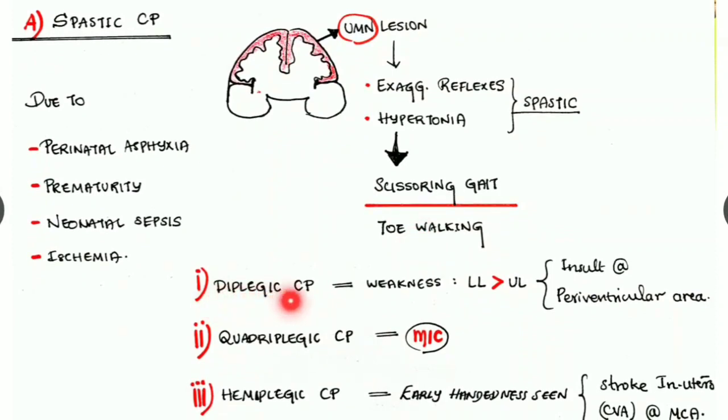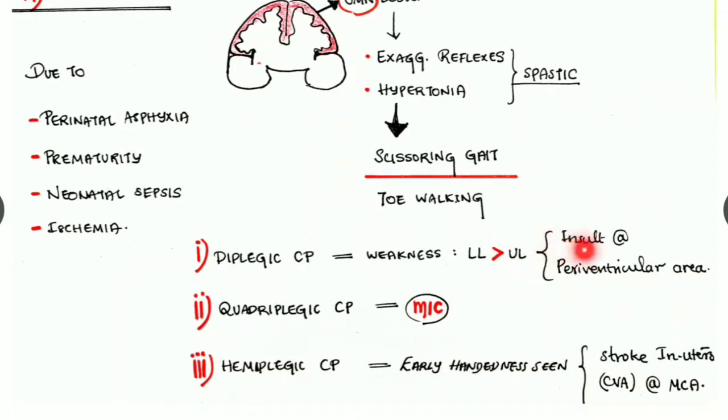First one is the diplegic cerebral palsy, where weakness is seen in both the upper limbs and the lower limbs, but the weakness in the lower limb is greater than that of the upper limb. It's due to the insult in the periventricular area representing the limb. Second one is the quadriplegic cerebral palsy, which is the most common type, where all four limbs are affected equally. And finally, the hemiplegic cerebral palsy, which means half of the body of the child is affected.